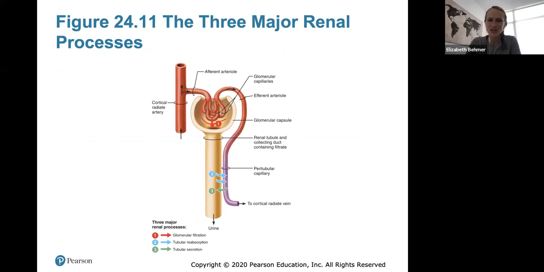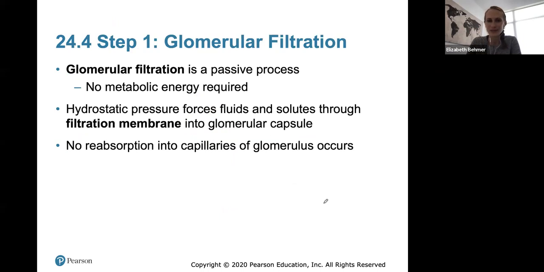Glomerular filtration occurs at the glomerulus, which creates the filtrate. Then that filtrate travels through the tubule system: proximal convoluted tubule, loop of Henle, distal convoluted tubule, into the collecting duct, where most of the filtrate will get reabsorbed. That's called tubular reabsorption, back into the peritubular capillaries, but some substances will get secreted back into the urine to make it more concentrated. Glomerular filtration is a passive process.